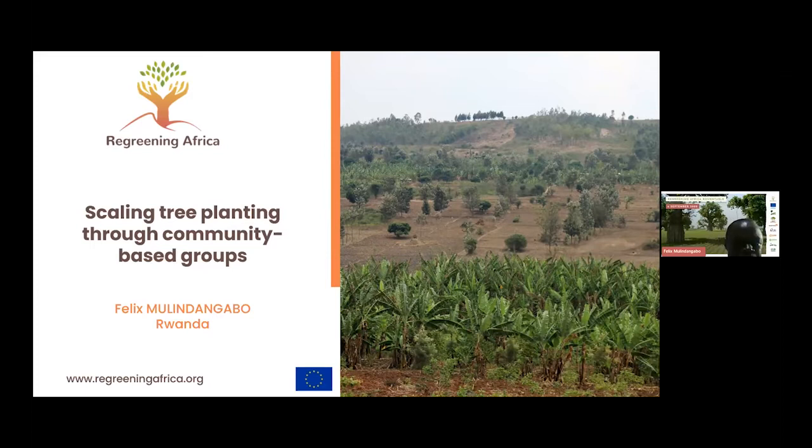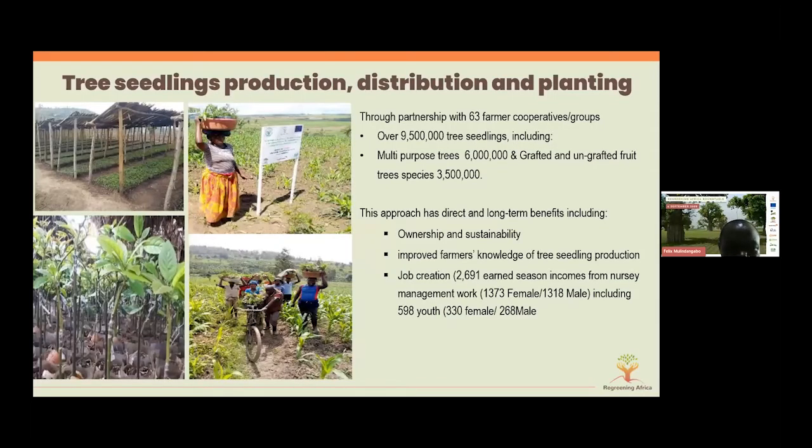My presentation is about scaling tree planting through community-based groups. This is one of the prominent practices of land restoration in Rwanda, adopted by Regreening Africa as a context-based practice, considering the situation of Rwanda, a small country with high population density, where land is fragmented in terms of ownership and landscape.